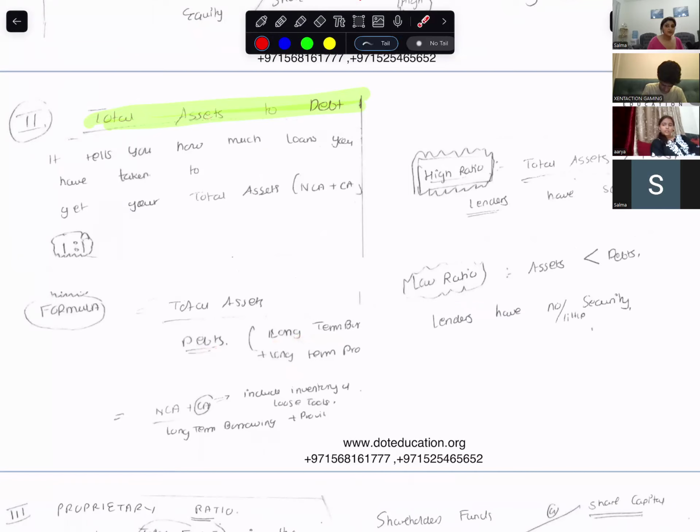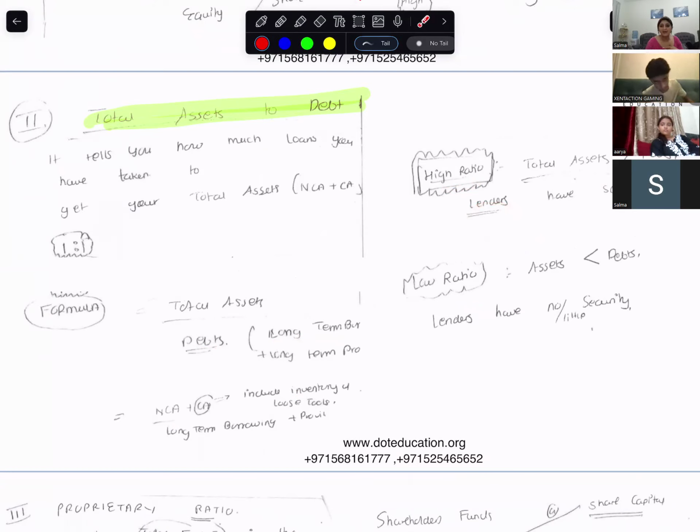Non-current assets plus current assets. Understand, this will include your inventory for loose tools. Okay? If you have a higher ratio, that means your total assets are more than your debts. That means the lenders have security because your assets are more and the loan is very less.